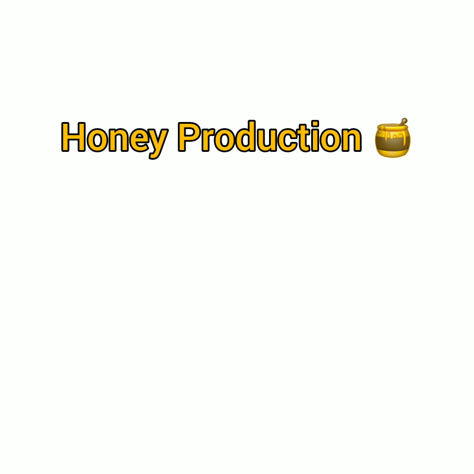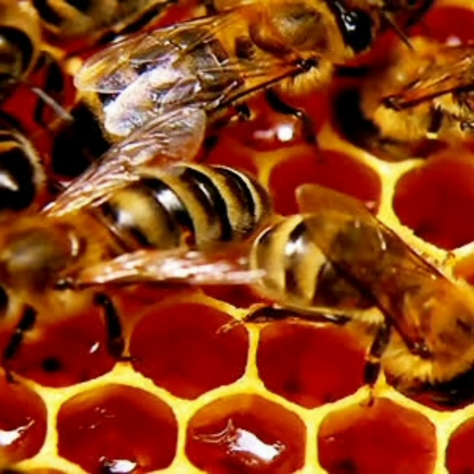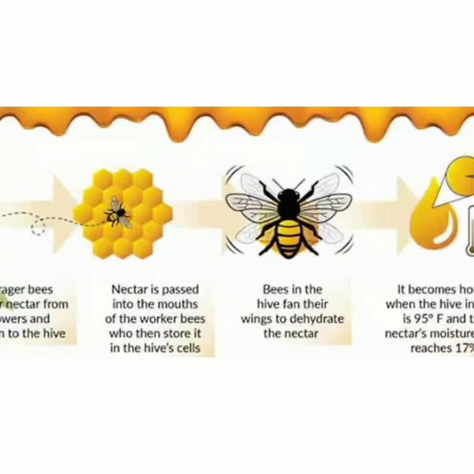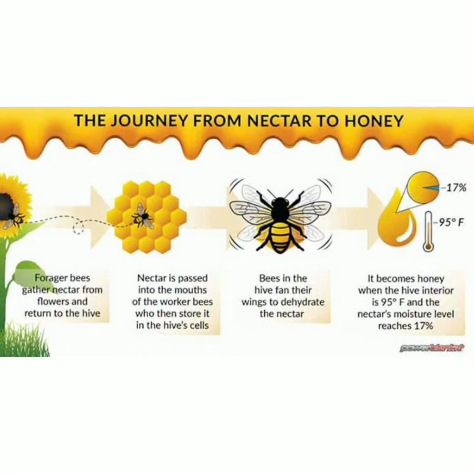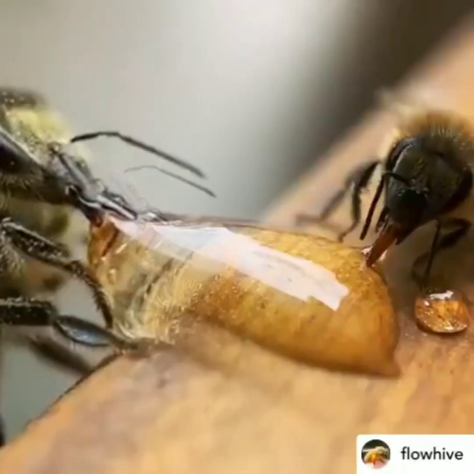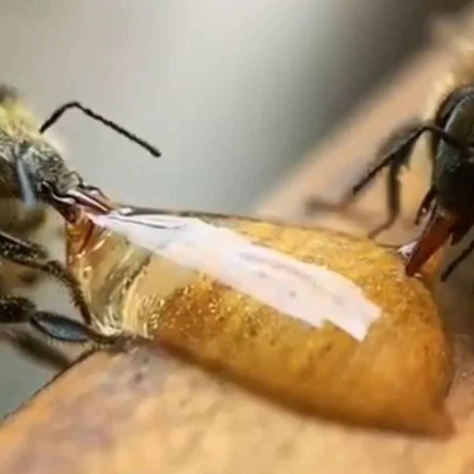Honey production: honeybees store honey in wax combs within their hive. The process of honey production involves regurgitating and evaporating nectar, which transforms it into honey. The honey is then stored in the comb for future use.